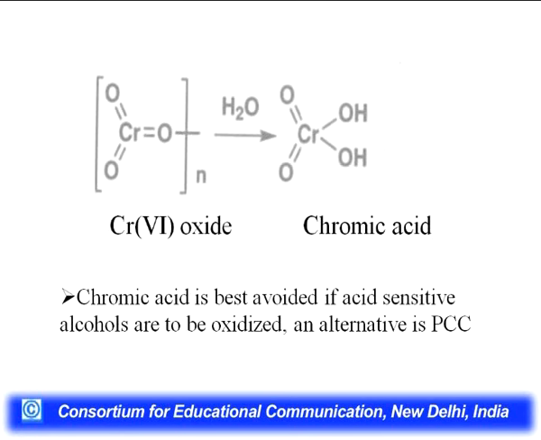Chromic acid is best avoided if acid sensitive alcohols are to be oxidized, and alternatives can be used, which are PCC, PDC, etc., which I will discuss later on in this lecture itself.